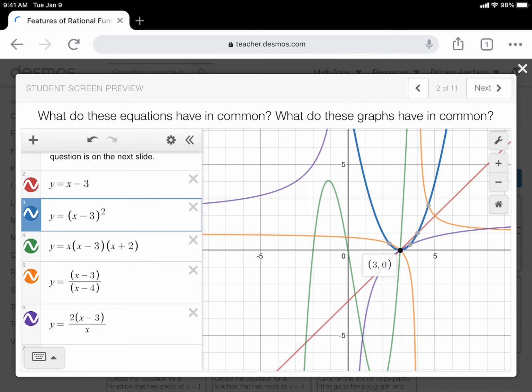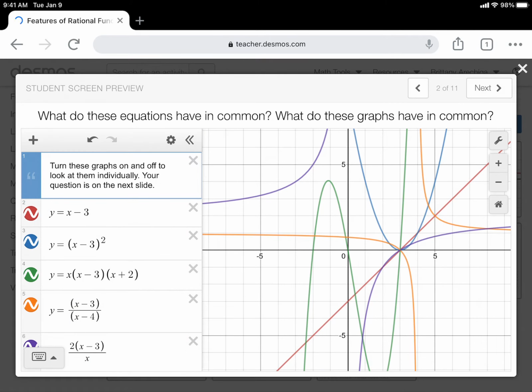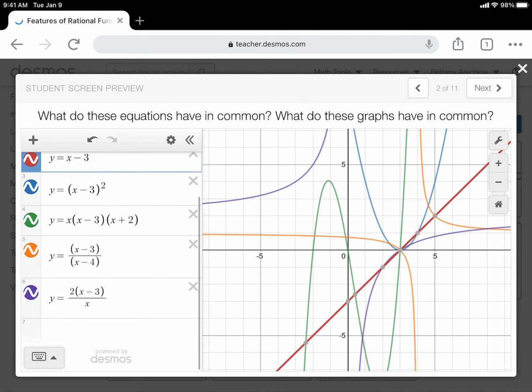All of them. Every single one of these functions passes through the point 3, 0, or has an x-intercept of 3. Well, let's see how we can connect that to the equation. Our first equation right here does have x minus 3. That factor leads us to an intercept of 3. The second equation, x minus 3 squared, we have that x minus 3 again. The third equation also has an x minus 3. The fourth equation also has an x minus 3, specifically in the numerator. And our last equation also has that x minus 3, again, specifically in the numerator.